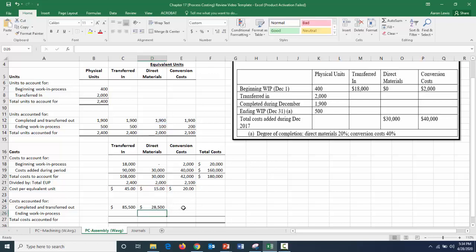Which my thing froze, but I fixed it. I don't know why that happened.